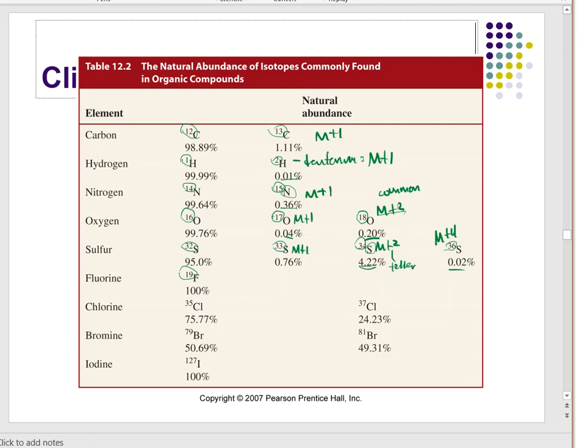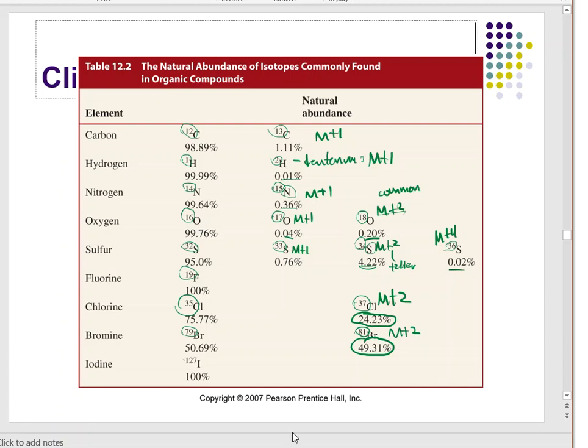Chlorine. Chlorine at 35 and chlorine at 37. Well, this is an M plus 2. 75 to 24%. What does that mean for us? And look at bromine. Bromine 79 and bromine 81. This is also an M plus 2 peak. But gosh, look at the percentage. It's almost 50-50.